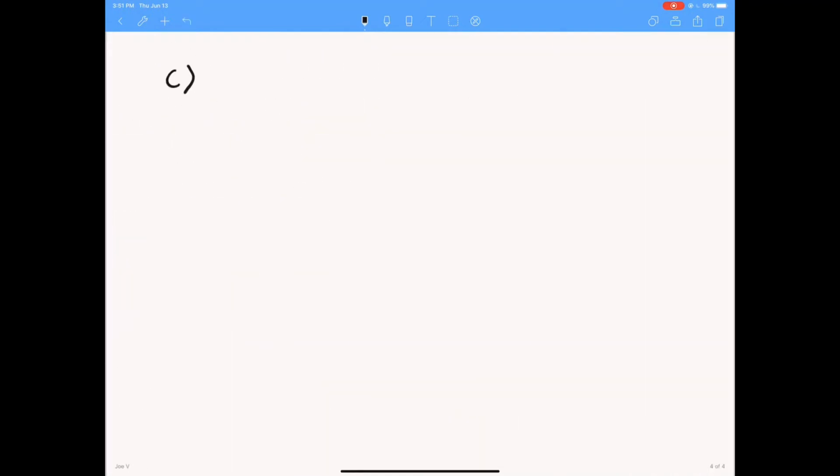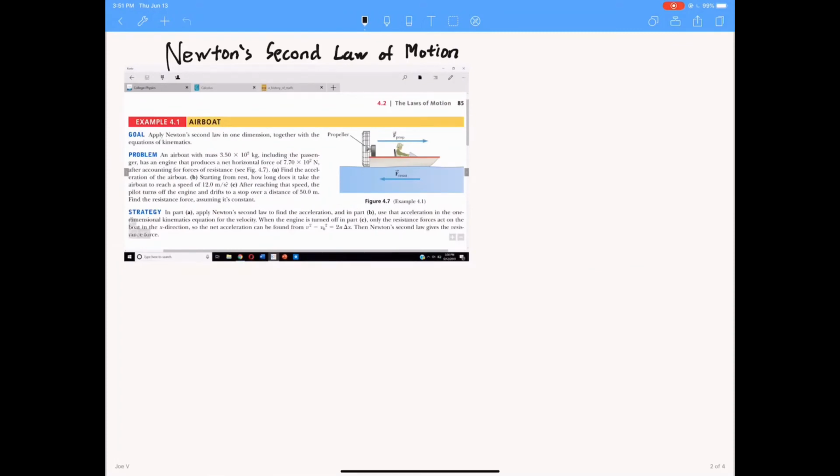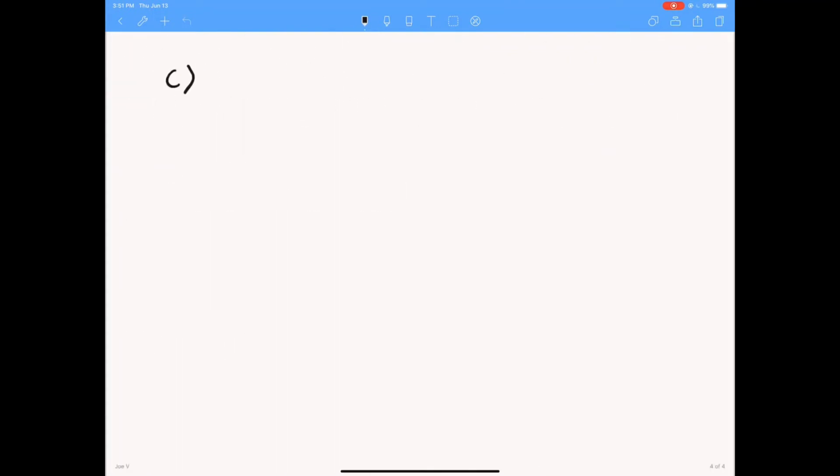Part C asks us, after reaching that speed, the pilot turns off the engine and drifts to a stop over a distance of 50.0 meters. Find the resistance force, assuming it's constant. First, we need to solve for acceleration. To solve for acceleration, we use the formula final velocity squared minus initial velocity squared equals 2, which is a constant, times acceleration times delta x. So we're solving for acceleration here.